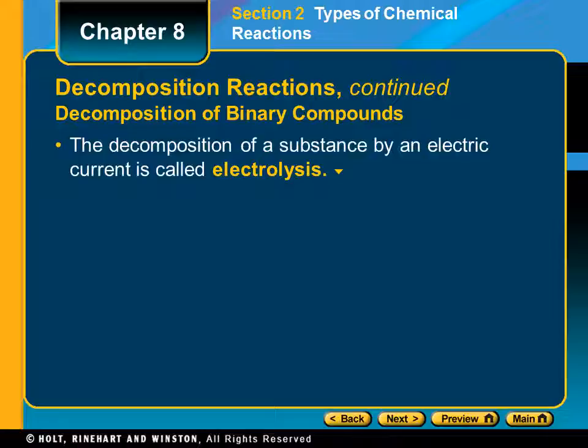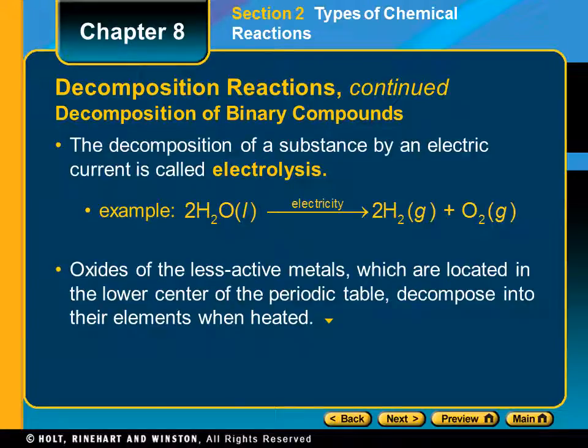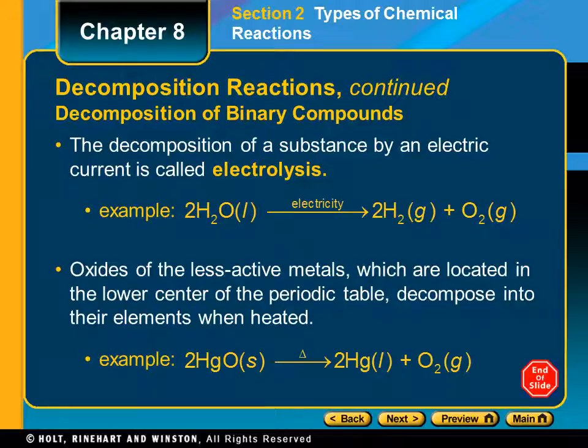We have decomposition of binary compounds. Decomposition of a substance by electric current is called electrolysis. I've mentioned that. A common example of this is decomposition of H2O. Oxides of the less active metals, which are located in the lower center of the periodic table, decompose into their elements when heated. That would look like that. That would be mercury oxide.